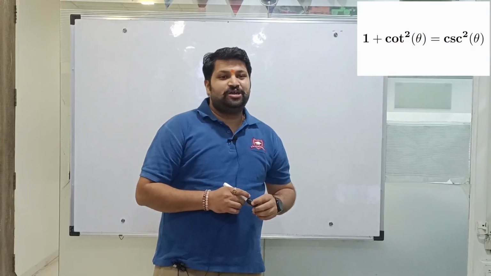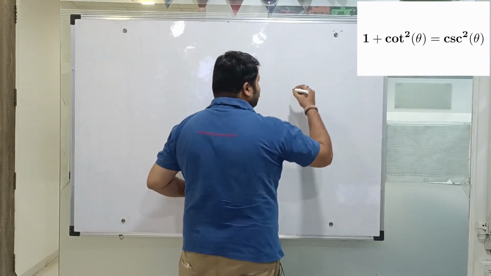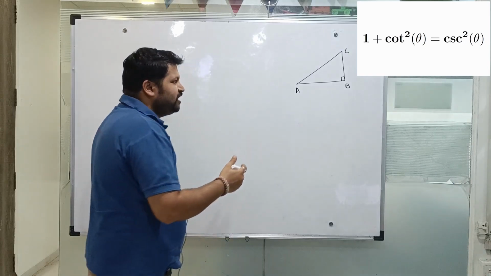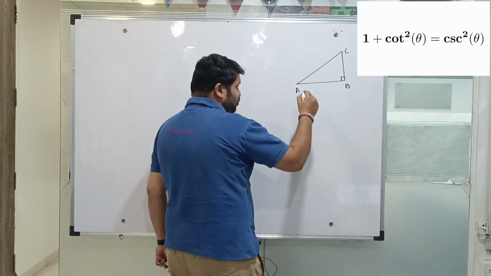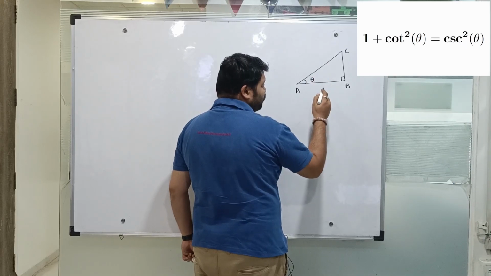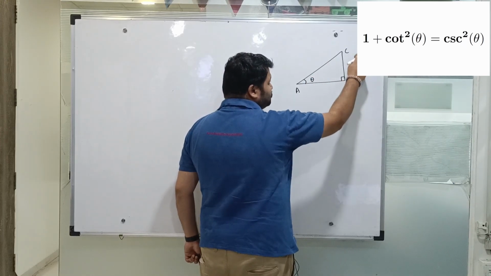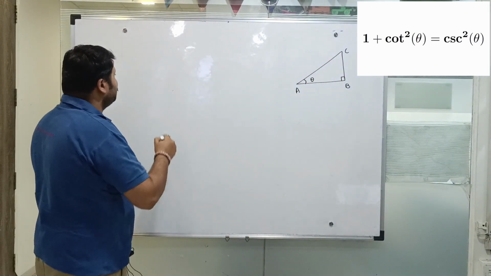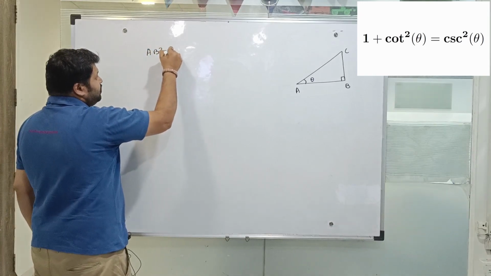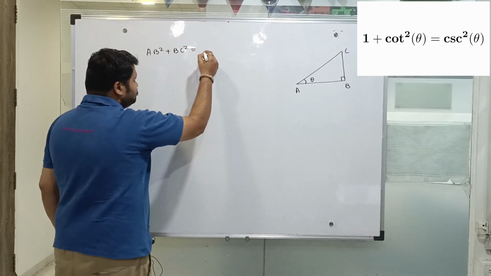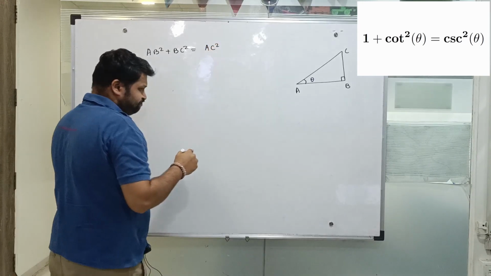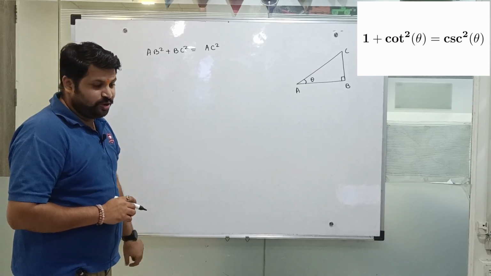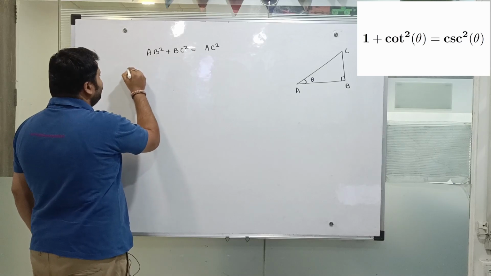Now let us start with our basics by drawing a triangle ABC which is right angled at angle B, and we would write the Pythagoras theorem for it. Before we go ahead, I will call this angle theta. So obviously this would be my adjacent side and this would be my opposite side and this would be my hypotenuse. Now the Pythagoras theorem for this triangle can be written as AB square plus BC square is equal to AC square.